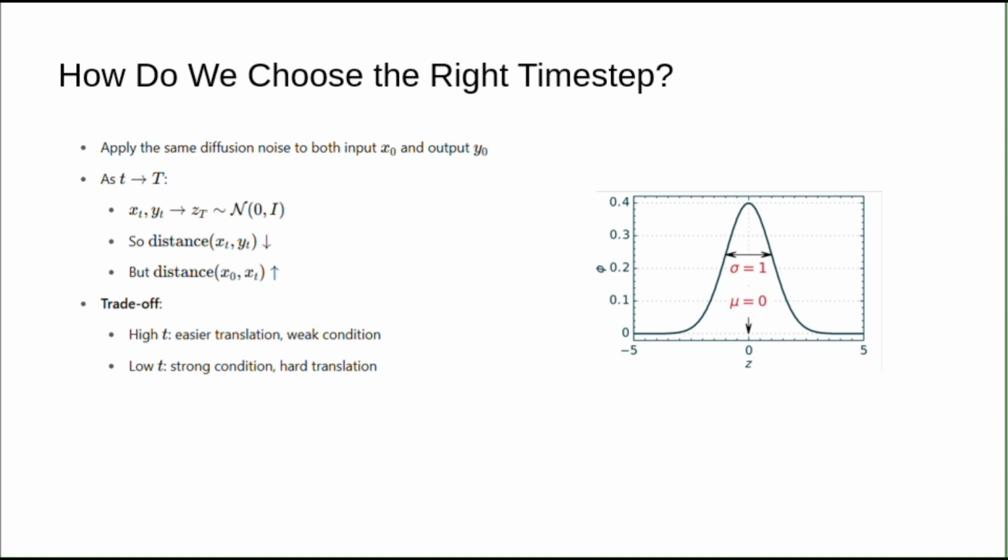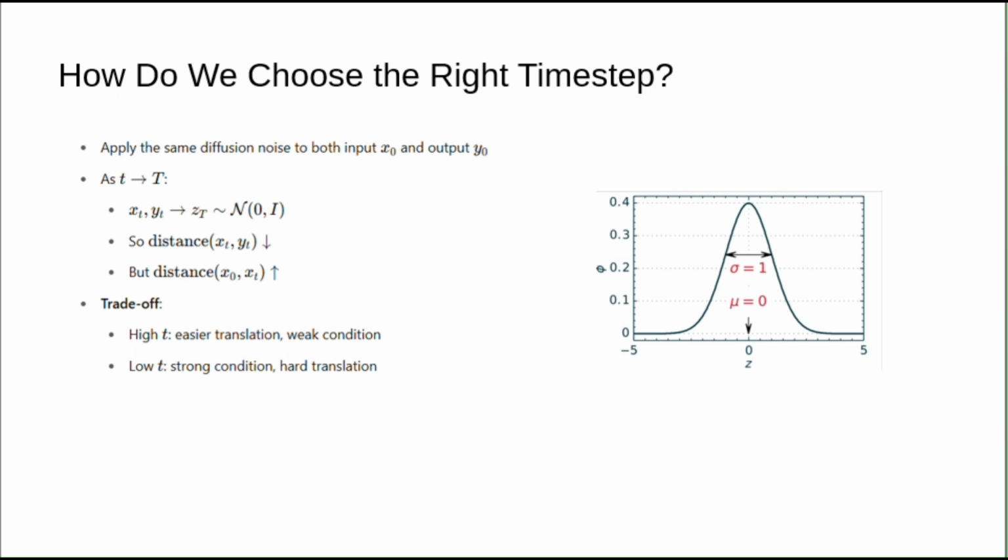Now the question arises, how do we choose the right timestep? Let us imagine we start with a clean input image x0 and its target output image y0. Now we apply the same amount of Gaussian noise to both of them using a diffusion process. This gives us noisy versions xt and yt. As we increase the noise level, that is, as timestep t approaches the final T, both xt and yt start to resemble pure noise drawn from a standard normal distribution. In this state, their distributions essentially resemble the normal distribution. This means the distance between xt and yt gets smaller, which is good for translation because it becomes easier to learn a function that maps one to another.